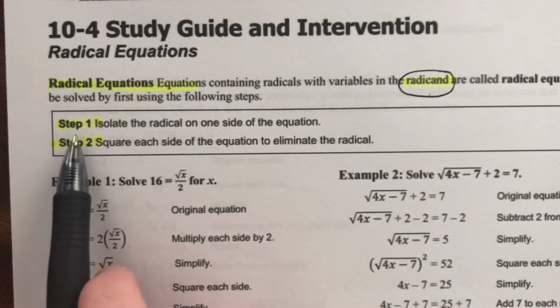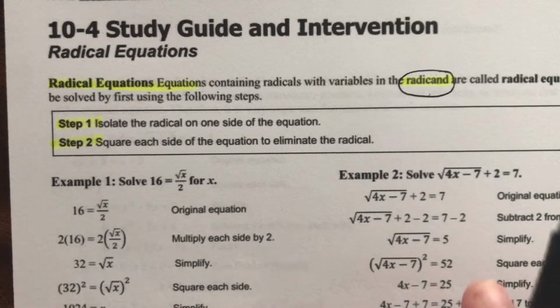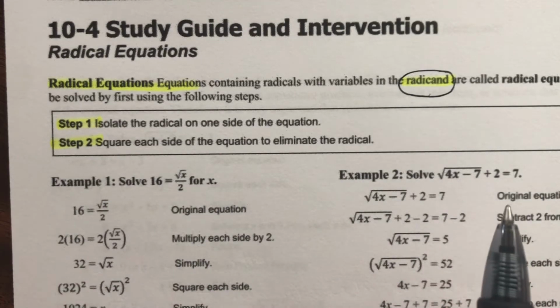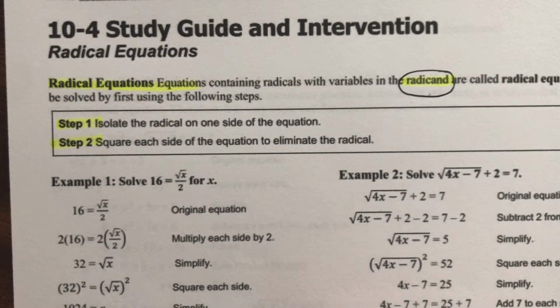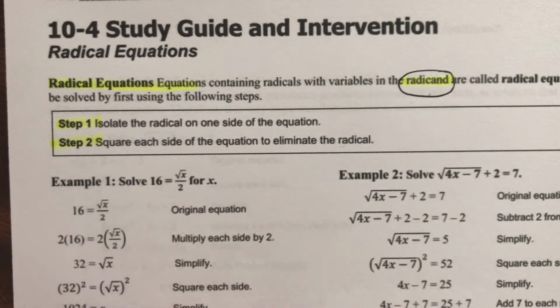Okay, so the 2 steps to solving are basically to get rid of everything around the radical sign. So if it's not under the radical sign, move it mathematically to the other side of the equation. And then to get rid of the radical sign itself, what cancels a radical sign? A squared sign, right? Square root and squared are opposites. So then you're just going to square both sides. And that's going to eliminate the radical, okay?